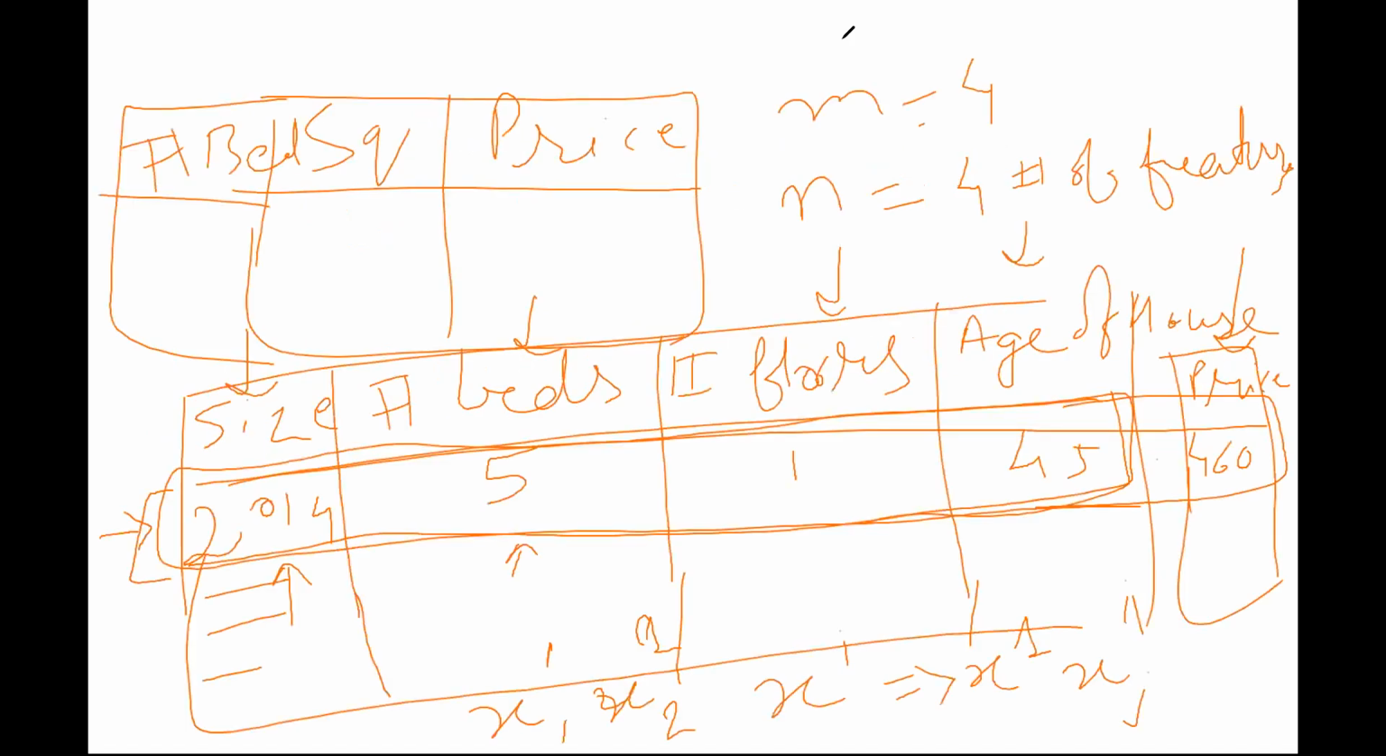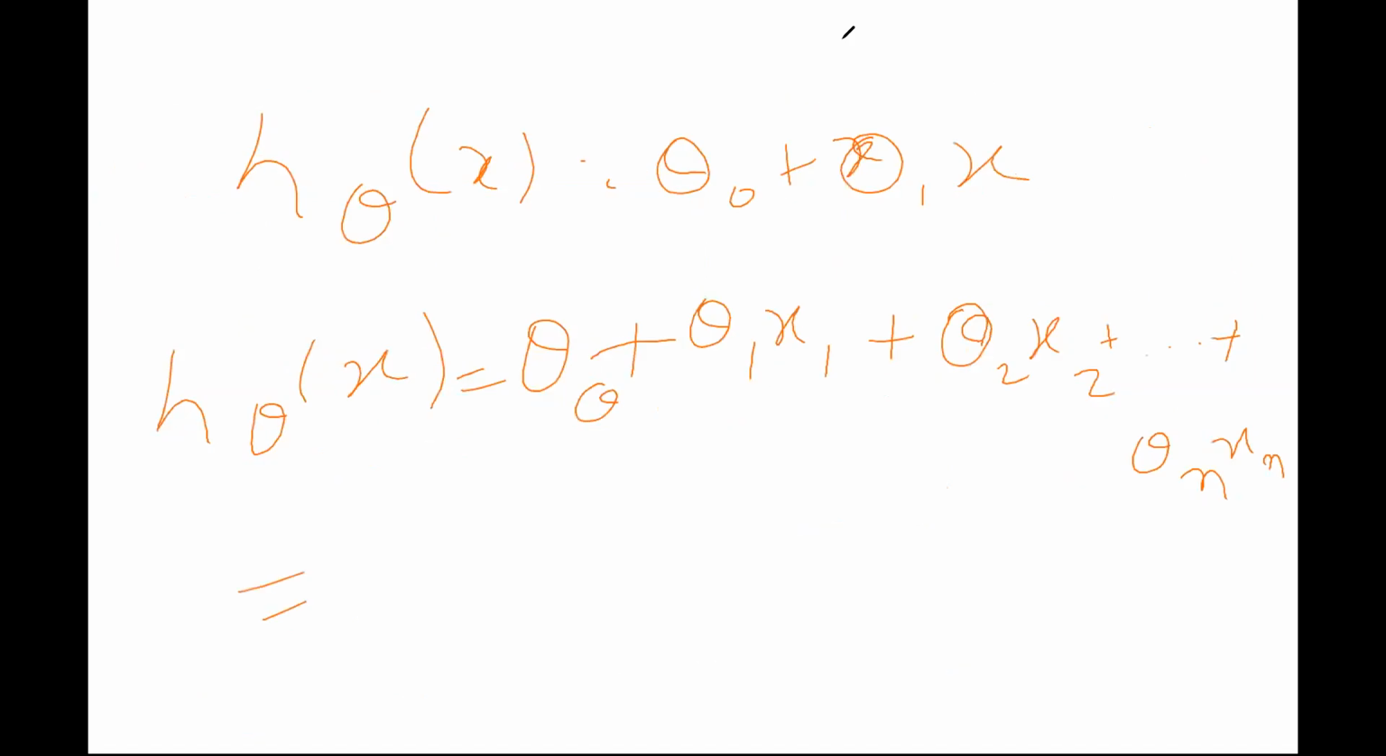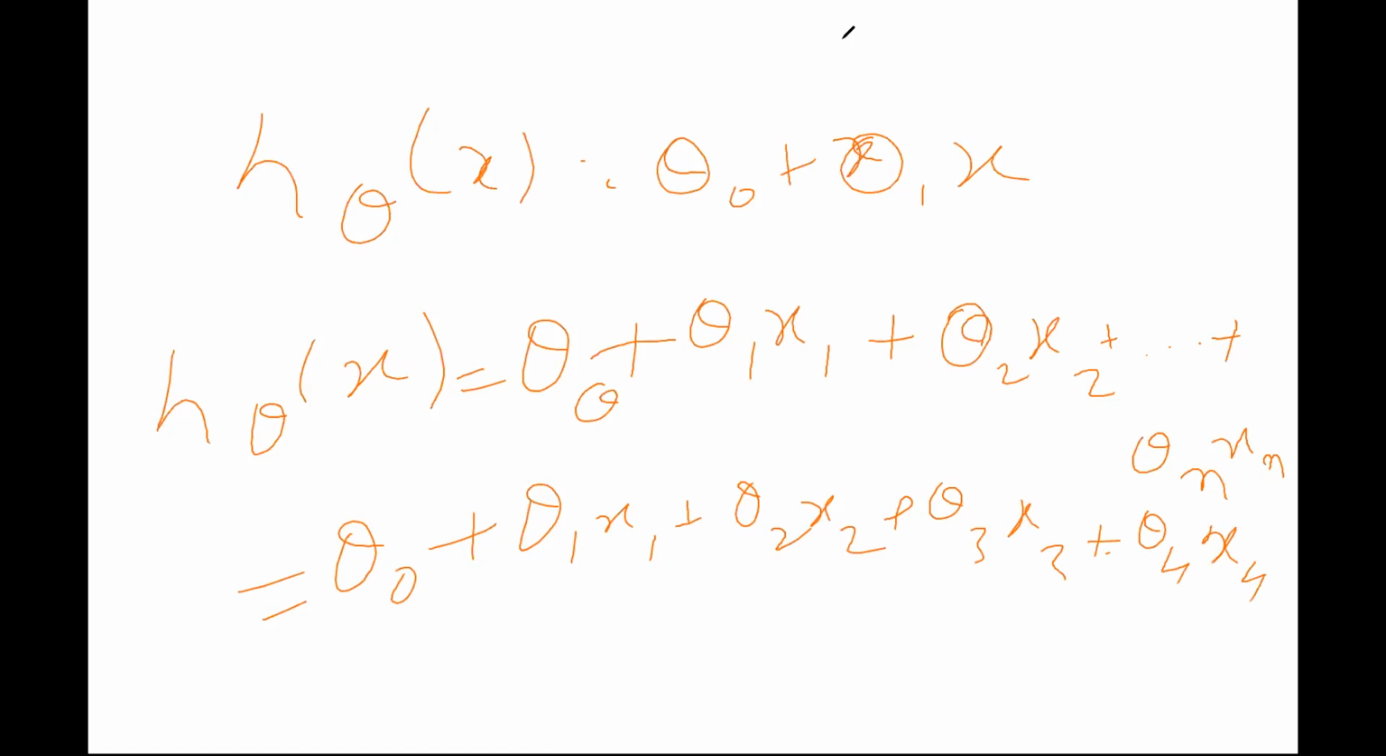Like in the previous example we had 4 features. So for this our equation will be theta naught plus theta 1 x1 plus theta 2 x2 plus theta 3 x3 plus theta 4 x4, because we have only 4 features. This is clear?